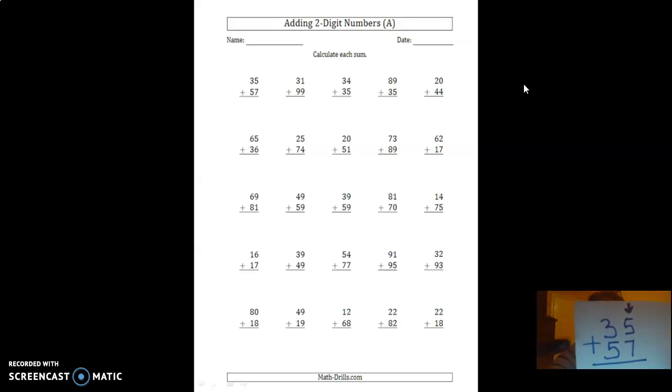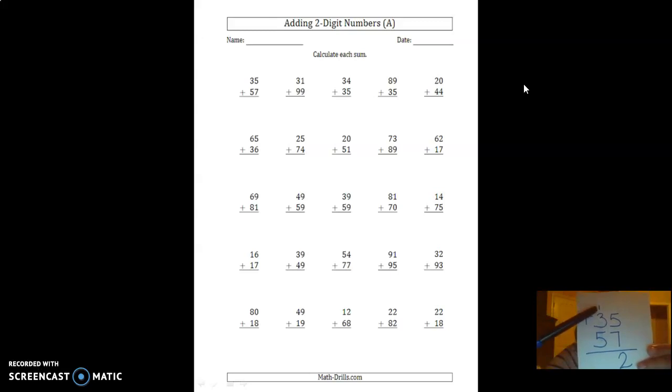Okay, right here so I can see also. 35 plus 57. That's the first problem. You always start adding right here, the first row. 5 plus 7. So, what is 5 plus 7? Okay. 5 plus 7 is 12.